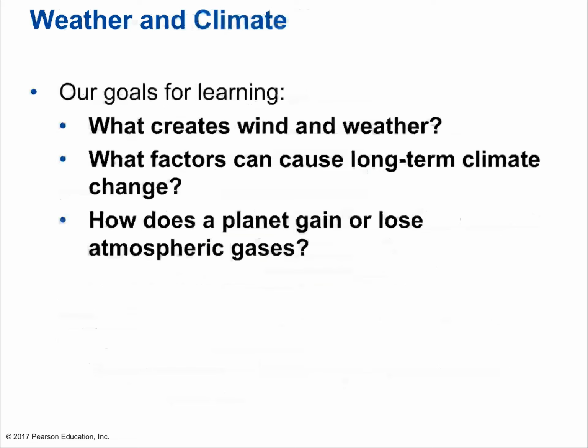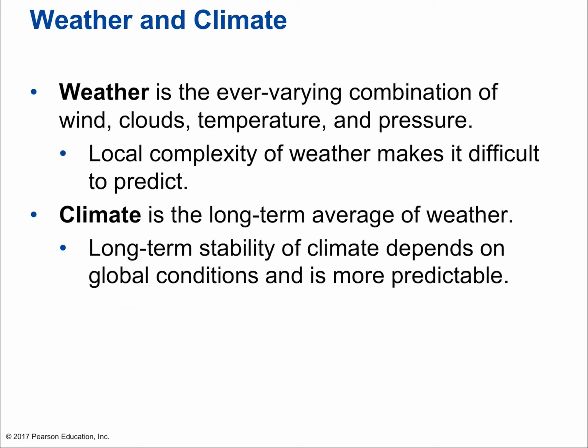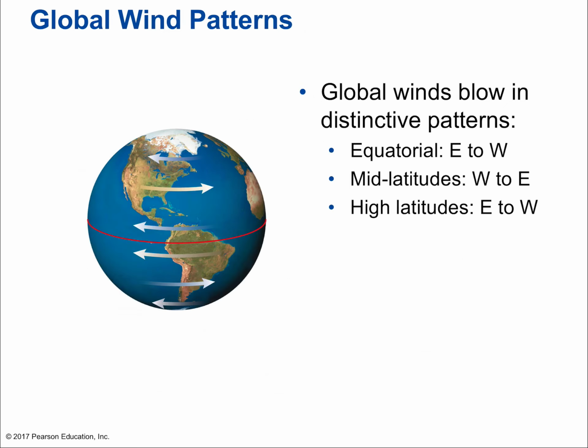So let's talk a little bit about weather and climate. What creates wind and weather? What factors can cause long-term climate change? And how does a planet gain or lose atmospheric gases? Here's a little bit about weather and the main winds that would exist on a planet like Earth. Weather is the ever-varying combination of wind, clouds, temperature, and pressure. Local complexity of weather makes it difficult to predict. On the other hand, climate is the long-term average of weather. Long-term stability of climate depends on global conditions and is much more predictable.